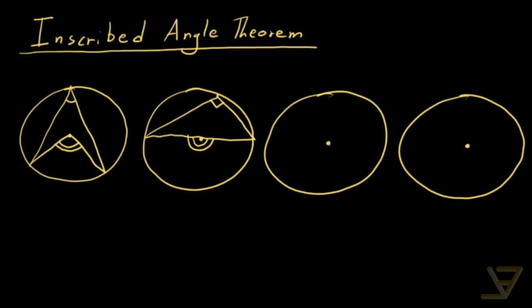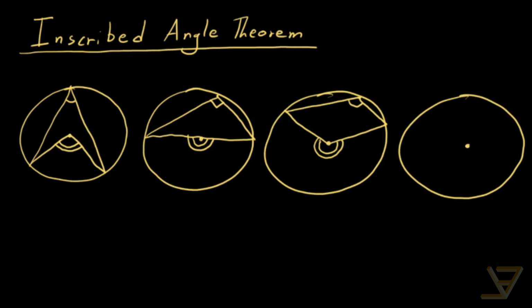The third case has a reflex angle. So we have this reflex angle here. And if we have an inscribed angle, the inscribed angle is half the measure of the reflex angle.